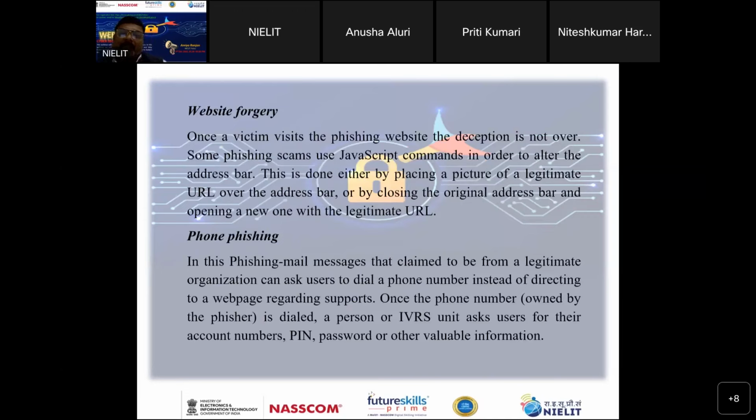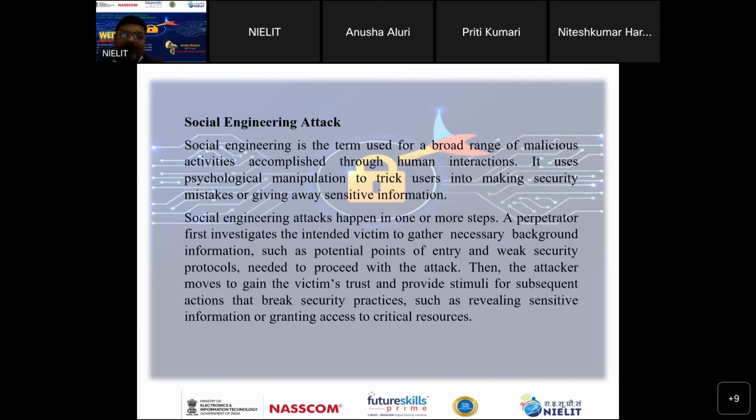Phone phishing: in this, a phishing mail message that claims to be from a legitimate organization can ask the user to dial a phone number instead of directing them to a web page regarding support. Once the phone number is dialed, a person or an IVRS unit asks the user for their account number, PIN, password, and other valuable information.